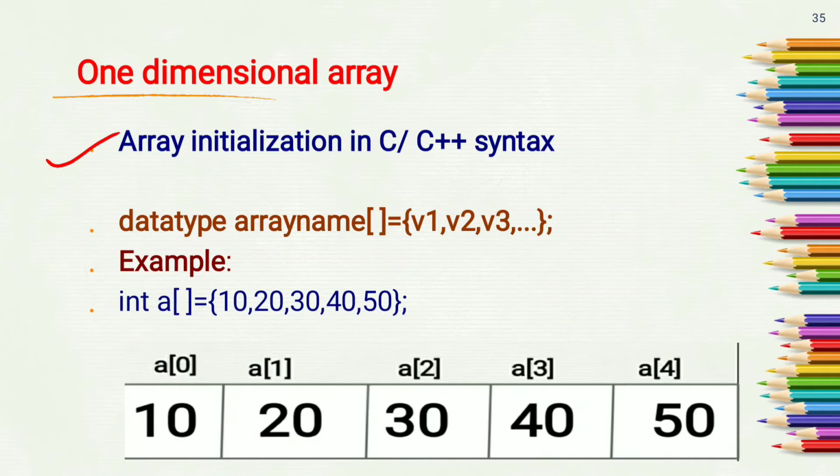Next, for array initialization in C and C++, first we have to write the data type, then the name of the array, and opening and closing square brackets. Here there is no need to specify the size of the array. Then equals to, and in curly brackets you specify the values which you want to initially store in the array. For example, if I want to create an integer array of 5 values 10, 20, 30, 40, 50, I have to write int a[], and in curly brackets I write these values.